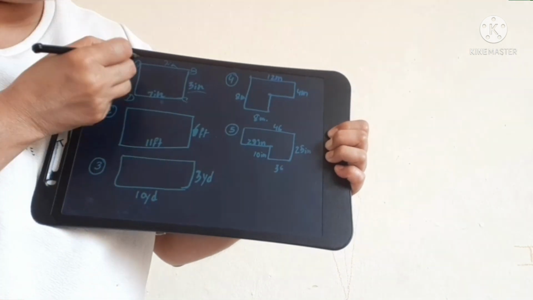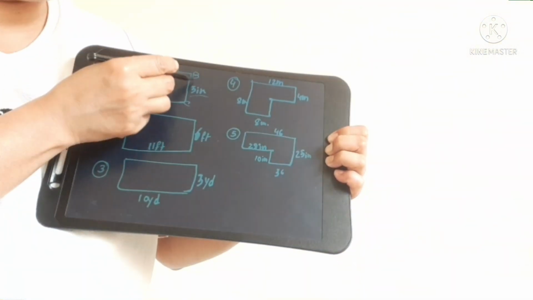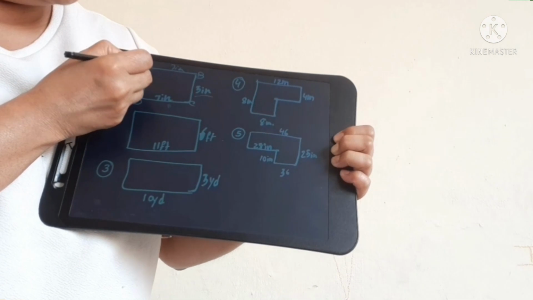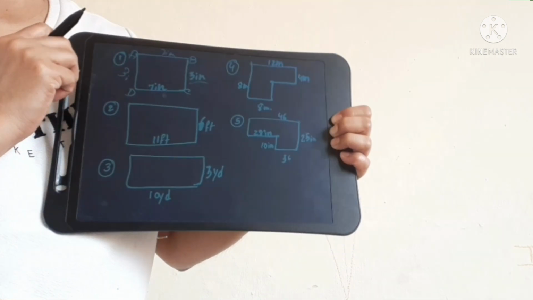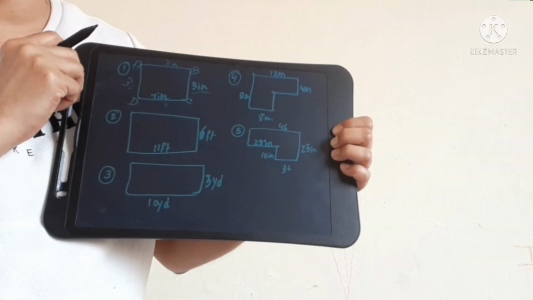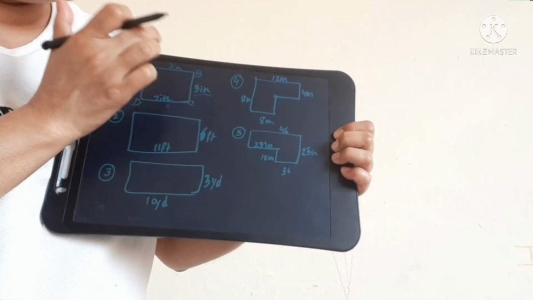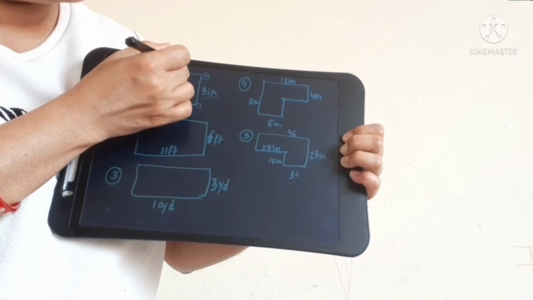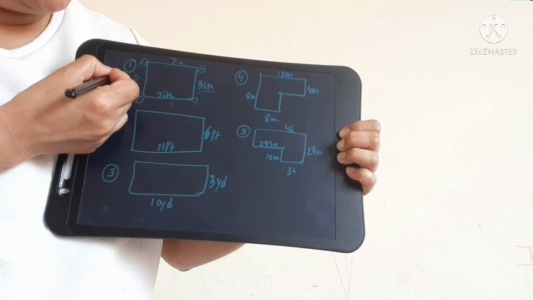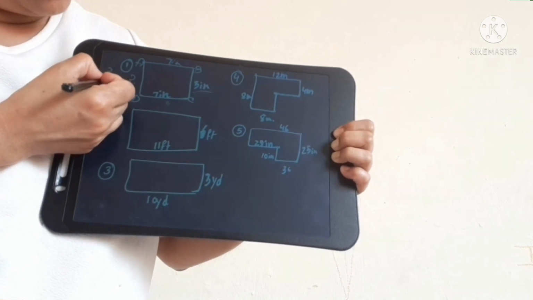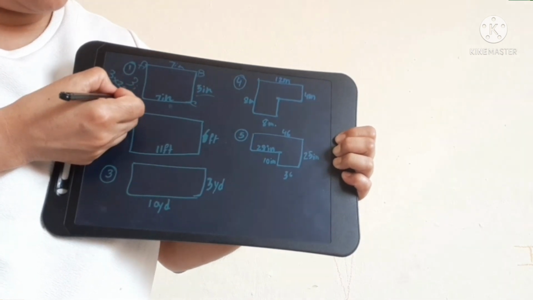If one person starts to go from A, how will he move along all the sides? First he has to go A to B, B to C, C to D, D to A. After that he can cover all the sides. So what do I have to do? I have to add. So 7 plus 3 plus 7 plus 3. Otherwise you can do 3 times 2 plus 7 times 2. 3 times 2 is equal to 6, 7 times 2 is equal to 14.